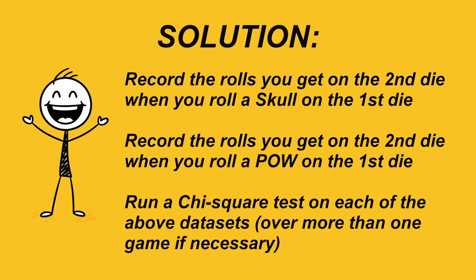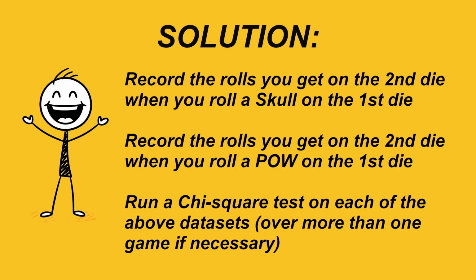Well, the solution to this is to record the rolls you get on the second die when you roll a skull on the first die, and also record the rolls you get on the second die when you roll a pow on the first die. Then you can run a chi-squared test on each of the above datasets over more than one game if necessary to increase the accuracy.